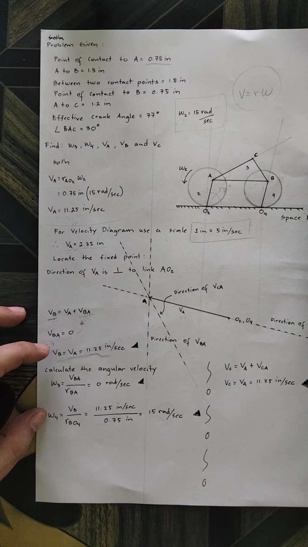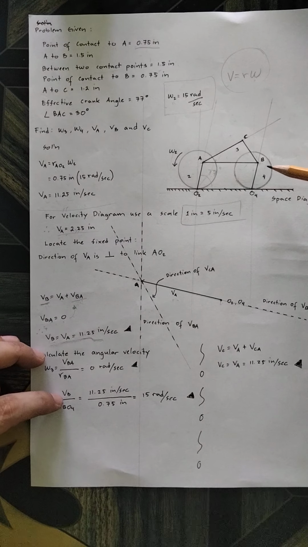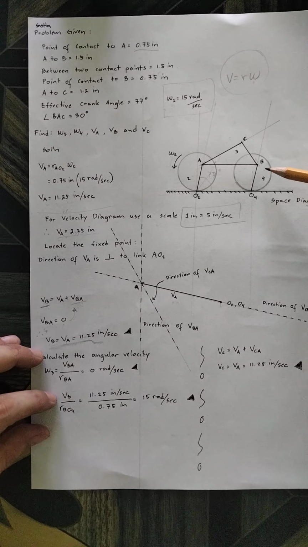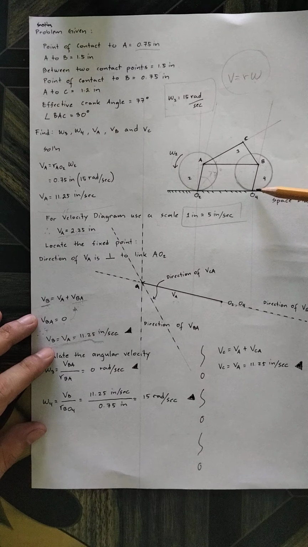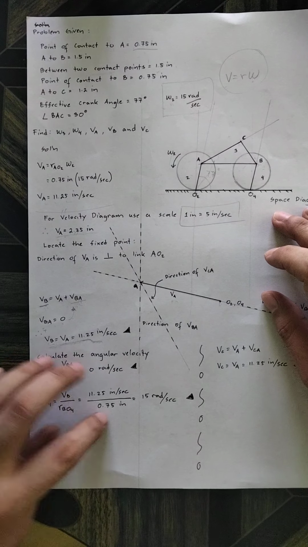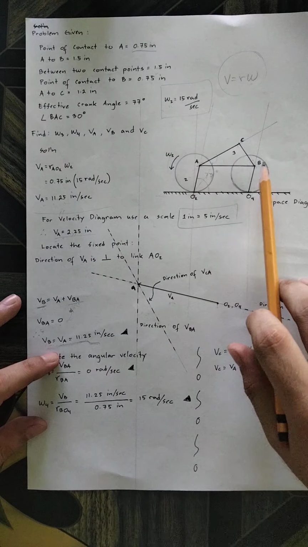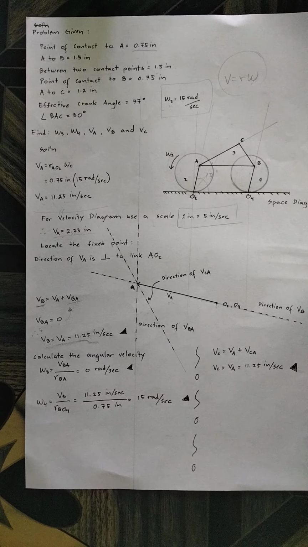Then the angular velocity omega 4 is equal to VB over the link of B going to O4, which is 0.75. Here, 0.75. So 11.25 divided by 0.75 is 15 rad per second. So as you can see, the angular velocity of links 2 and 4 is equal, no? As you may remember, it is the inversion of the four-bar chain, which is a two-wheel action. I think that was inversion number 2.